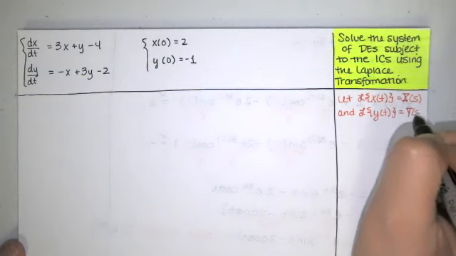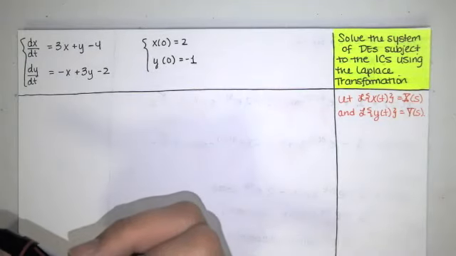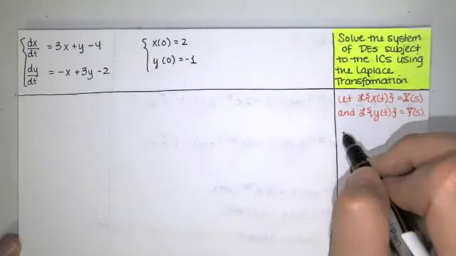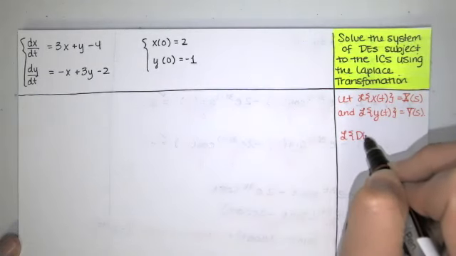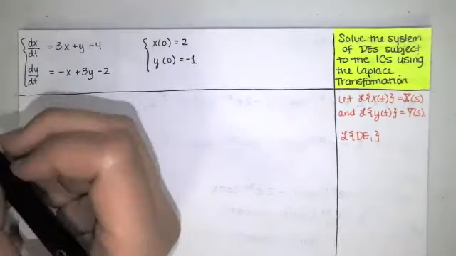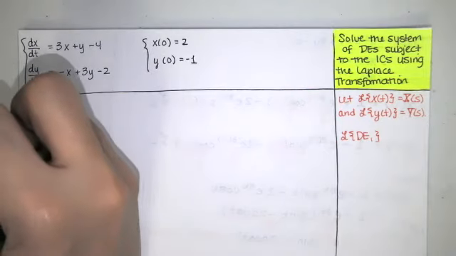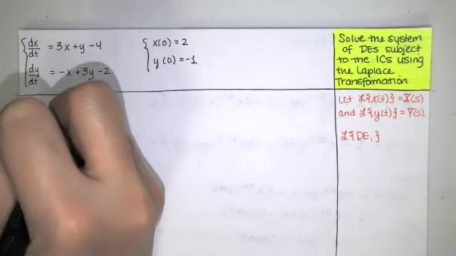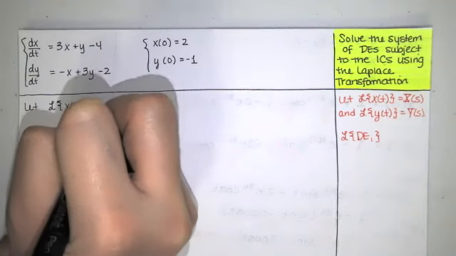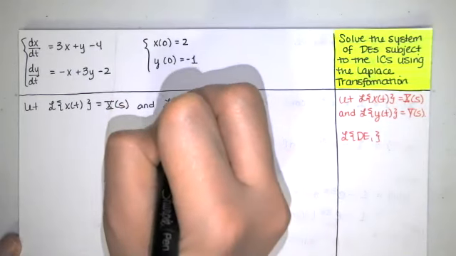capital Y of s. And then we'll take the Laplace transform of both sides of each of these differential equations. I'll use this notation to indicate the Laplace transform of each side of that differential equation, or to indicate that idea that we're taking the Laplace transform of each side of the equation. So we'll introduce the notation. That way, anybody who reads our work knows exactly what we mean by X of s and Y of s.